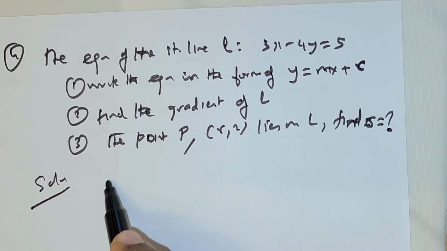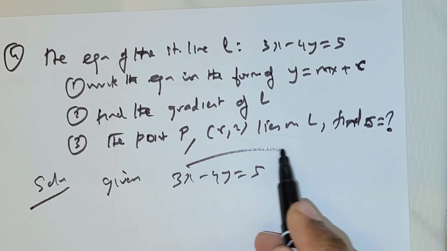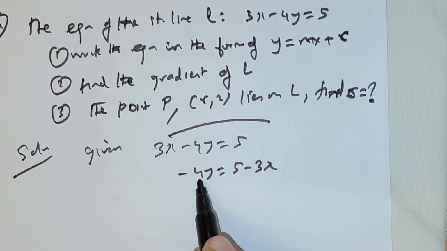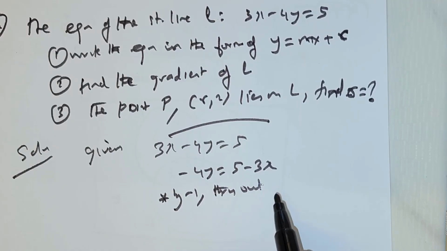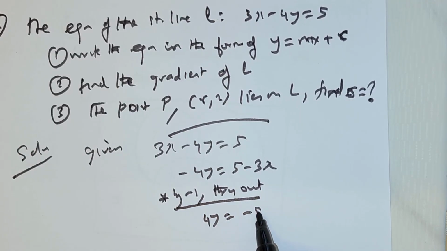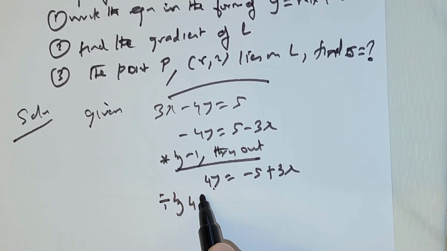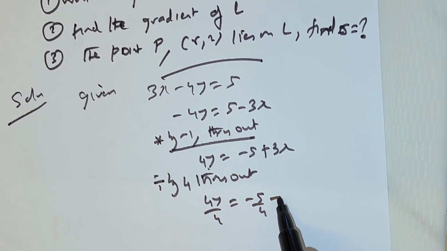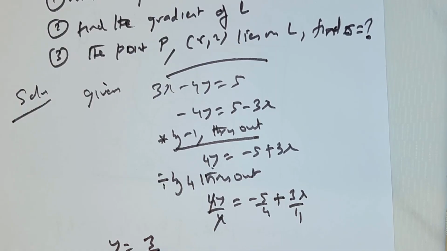So this is the solution. We are given 3x - 4y = 5. You move the 3x to the other side. You get -4y = 5 - 3x. Now I want to get rid of this negative sign, so you multiply by -1 throughout. You get 4y = -5 + 3x. I want to get rid of this 4, so you divide by 4 throughout. You get 4y divided by 4, -5 divided by 4, 3x divided by 4. The 4 gets cancelled.